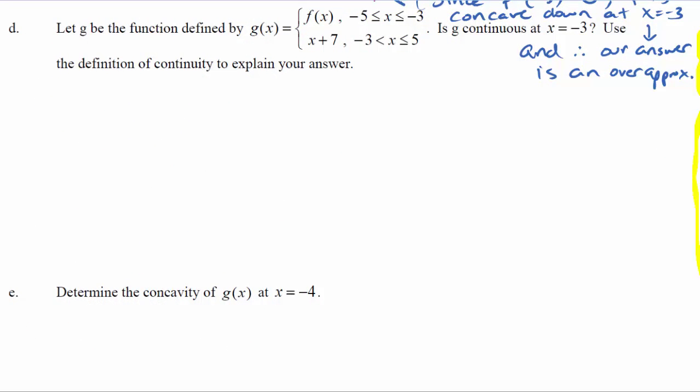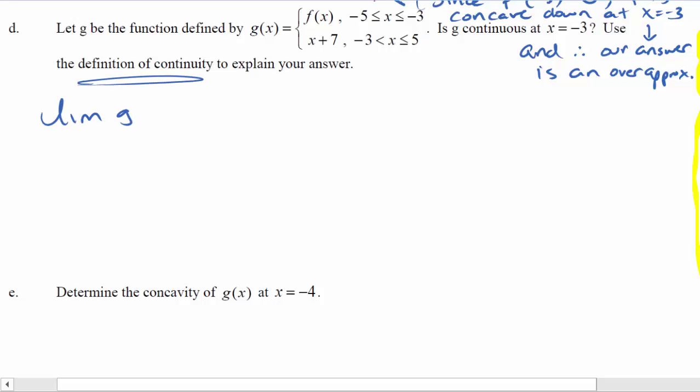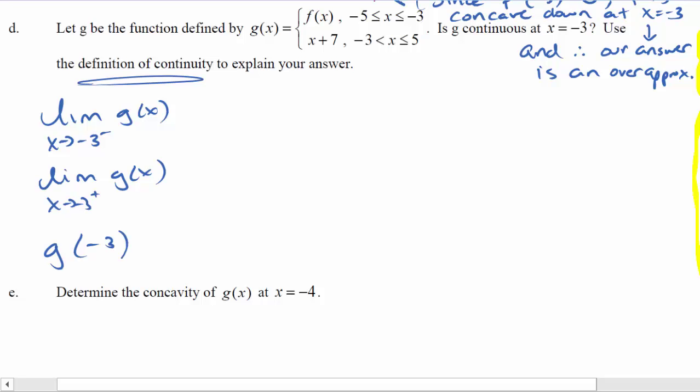All right. For part D, let g be the function f of x, which is from above, between negative 5 and negative 3, and x plus 7 everywhere else. Is g continuous at x equals negative 3? Continuity, we know we have to use limits, and it even tells you use definition of continuity. Limit of g of x as x approaches negative 3 from the left. The limit of g of x as x approaches negative 3 from the right. And simply, what is g of negative 3?